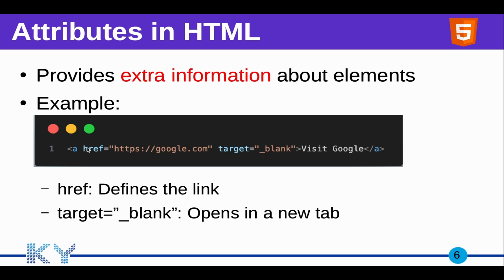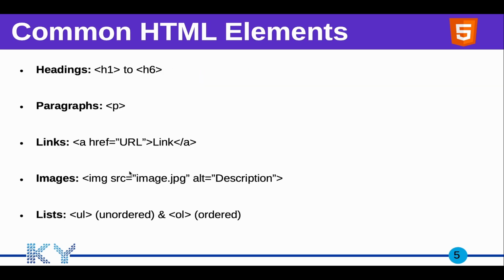So when we are discussing attributes, they add extra information to HTML elements, just like we saw with the image tag here. The image tag has the source and the alt attribute. The source is an attribute, and it points to the direction of the image you want to embed, you want to import into your HTML document.